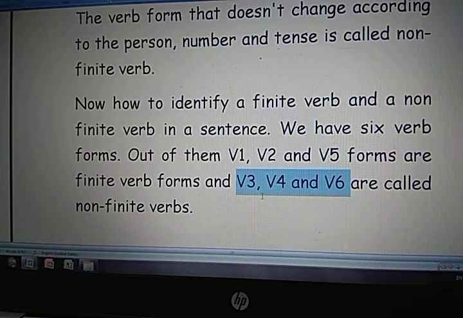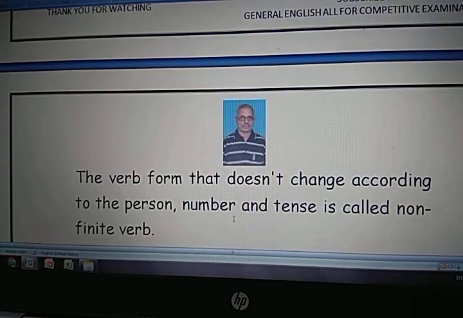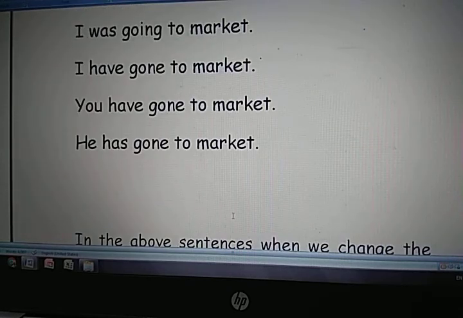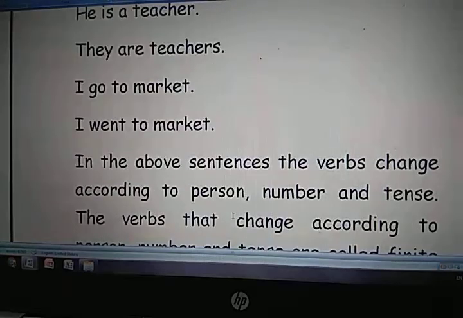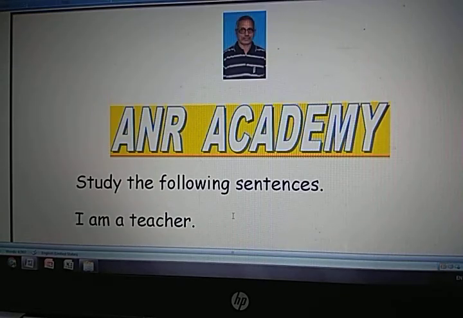And non-finite verb forms are V3, V4 and V6. V3 means what? Past participle. V4 means what? Present participle. And V6 means what? Infinitive. These three verb forms are called non-finite verb forms. I think today you understood what are finite verbs, what are non-finite verbs, and how to identify a finite verb and a non-finite verb.